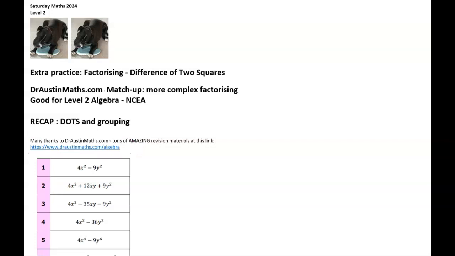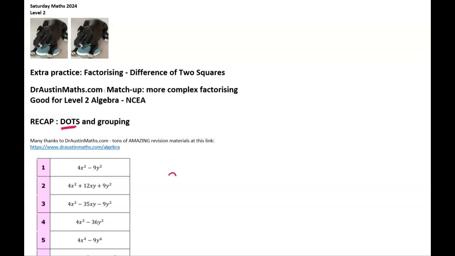complex factorising. It revises two things that we've seen a little bit of, which is factorising using a difference of two squares pattern and factorising using grouping. So I'm going to quickly do an example of both of those things, but if you want a slower version of that, go and find my earlier old videos on the Level 2 Algebra playlist.